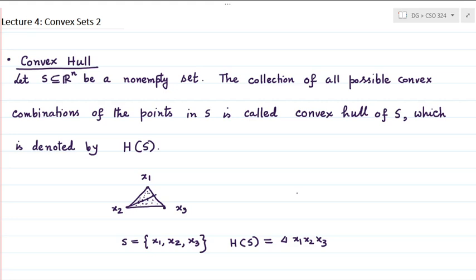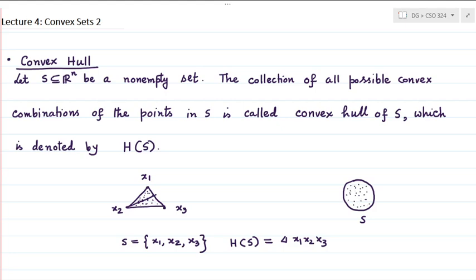Fine. For instance, now I take an example of not just finitely many points, but I consider the set of all points on the boundary, on the periphery of this circle. Fine. So I'm not considering the disk here. I'm just considering the periphery of the circle. If I consider the set as the points on the periphery of this circle, then what is the convex hull of that set? It is the set of all points inside this closed disk.